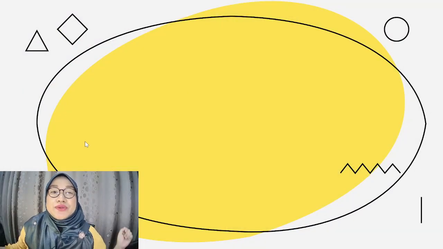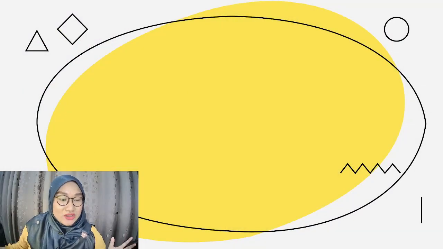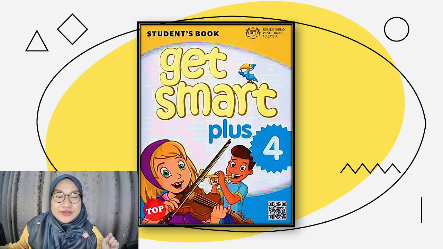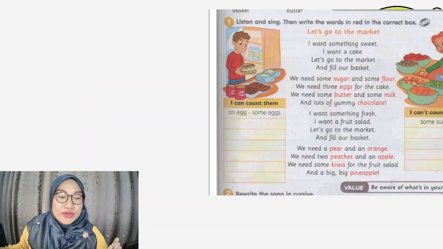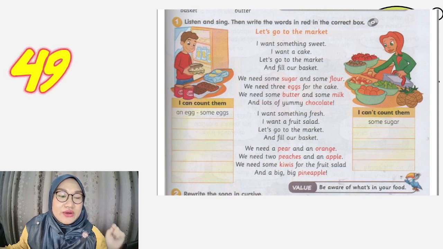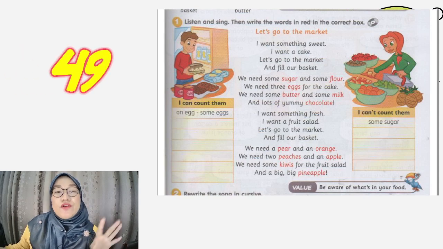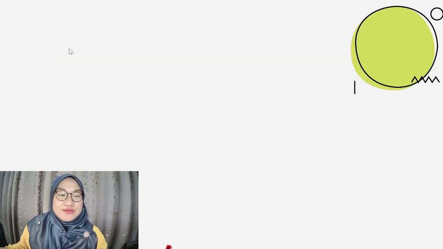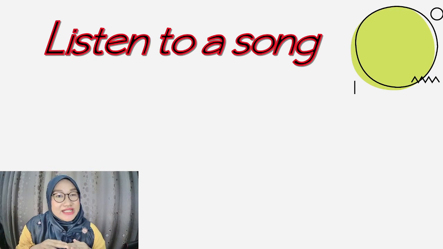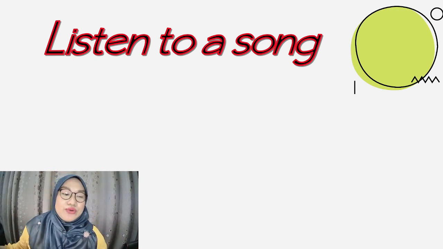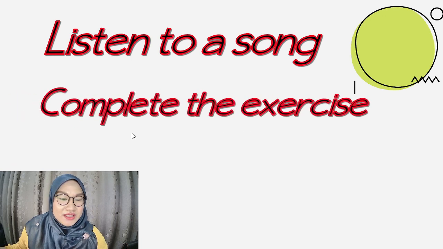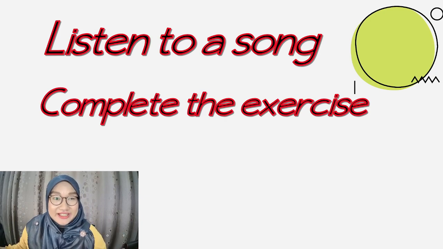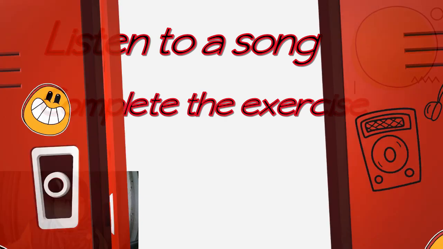So we are going to do a little bit of practice on this topic, and you will need to go and grab your Get Smart Plus 4 textbook, okay? For today's lesson, we are going to do this exercise, which can be found on page 49 in your Get Smart Plus 4 textbook. What you have to do is, we are going to listen to a song that I am going to play for you, and then we are going to complete the exercise on page 49. Okay, so let's listen to the song first.